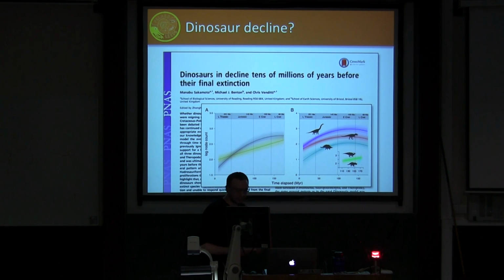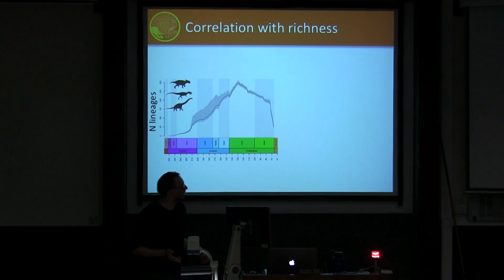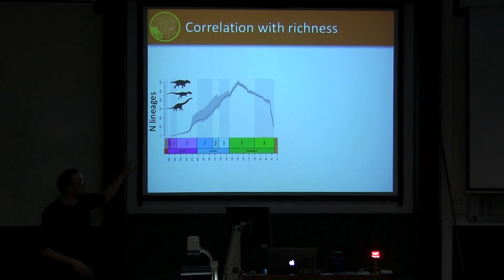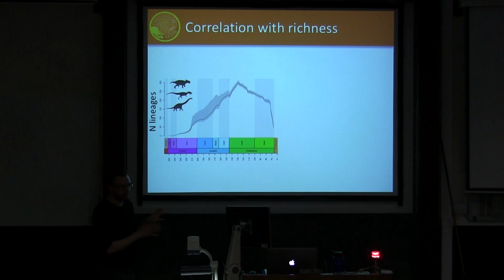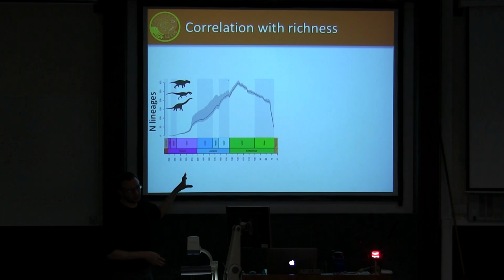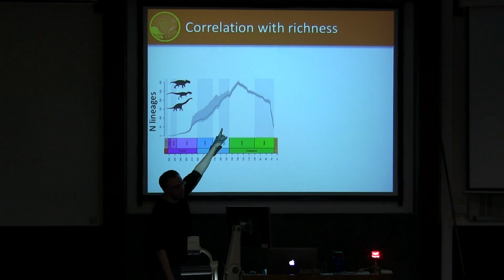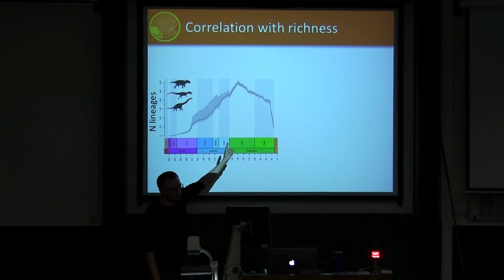But I wanted to look at this in more detail. So the first thing we did is look at richness, expressed by number of lineages, or if you like, lineages through time. This allows us to make direct comparisons between our phylogenetic diversity and our species richness. And what we see is a very similar pattern. We see a rise to a peak somewhere in the Cretaceous and a prolonged decline.